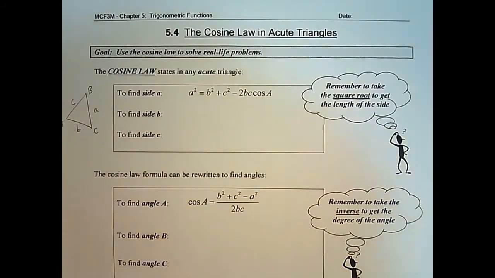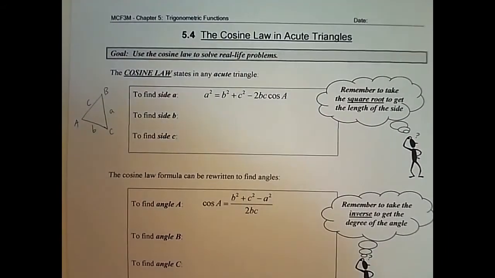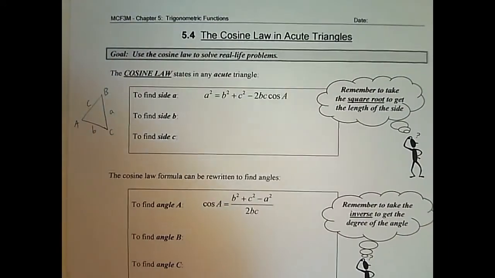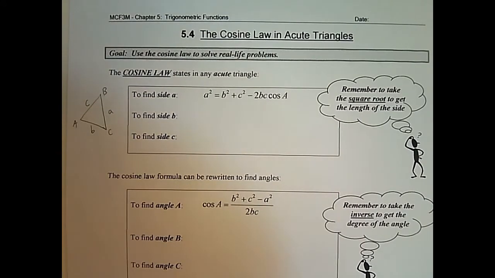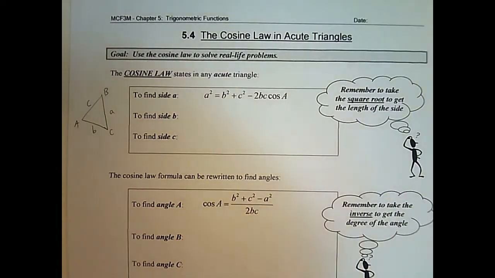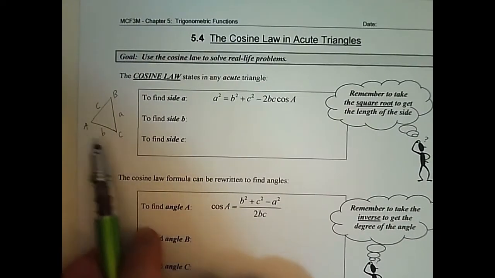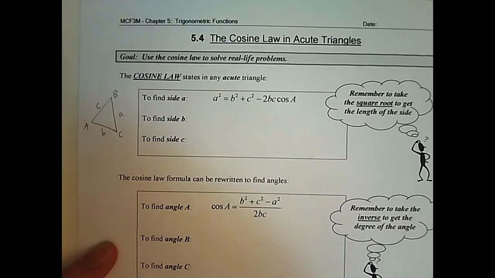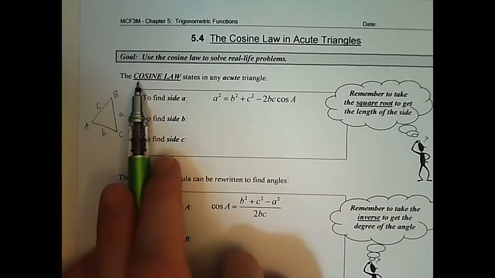Hi everyone, this is going to be our note for 5.4, the cosine law in acute triangles. Last lesson in 5.3 we learned about sine law, a method to find the unknown sides or angles if we didn't have a right triangle. We can use primary trig ratios, the SOHCAHTOA stuff, for right triangles, but if we had an acute triangle like this where there are no 90-degree angles, we needed other methods. Sine law was one of them, and the other method we're going to use is cosine law.